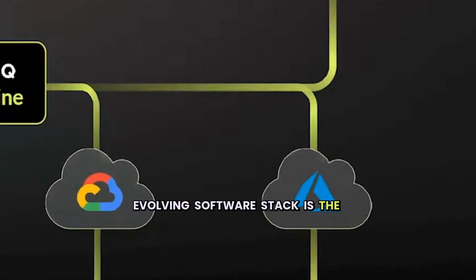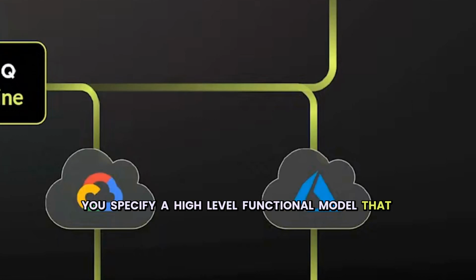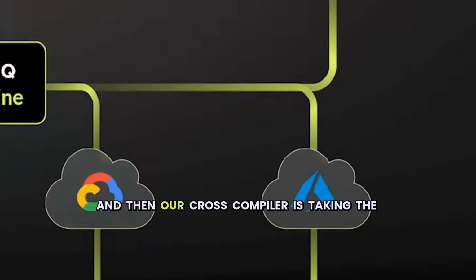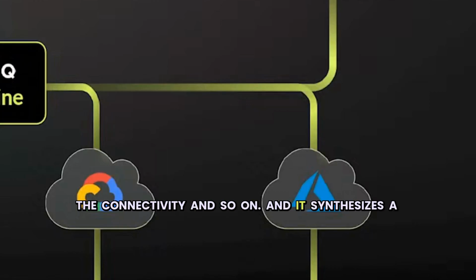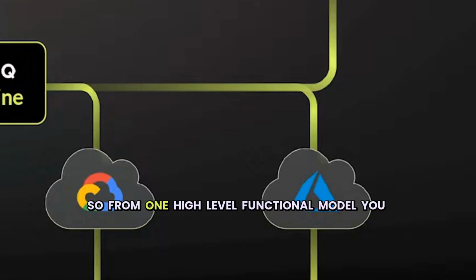The technology that we bring into this evolving software stack is design automation, right? With Classiq, you don't need to specify the quantum program at the gate level. You specify a high-level functional model that is focused on what you want to achieve, on the application, on the algorithm, and then our cross-compiler takes the high-level functional model and the hardware constraints. Constraints could be anything: the qubit count, the noise model, the connectivity, and so on. It synthesizes a gate-level circuit that is optimized for a specific machine. So from one high-level functional model, you can get many different programs, circuits that are adapted and optimized for very different machines.